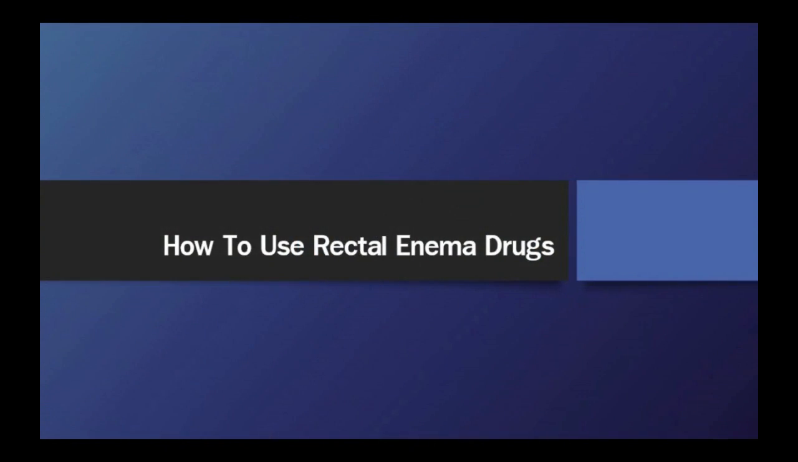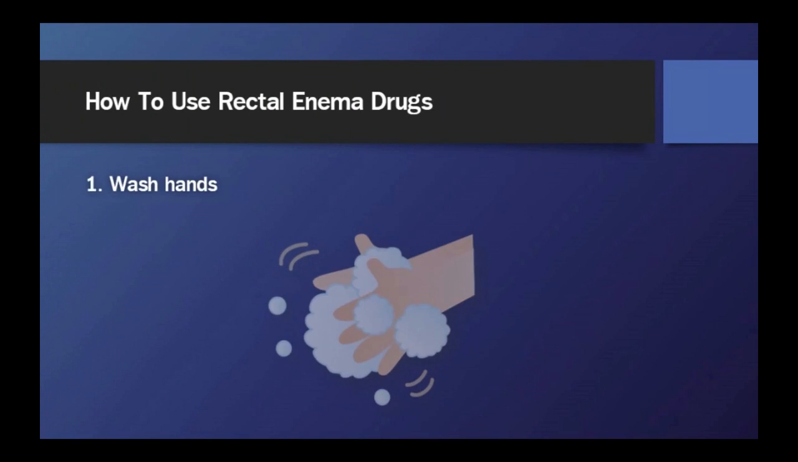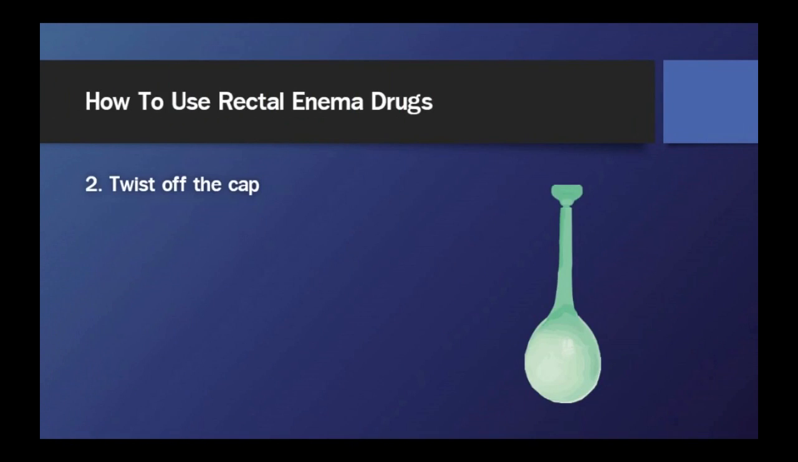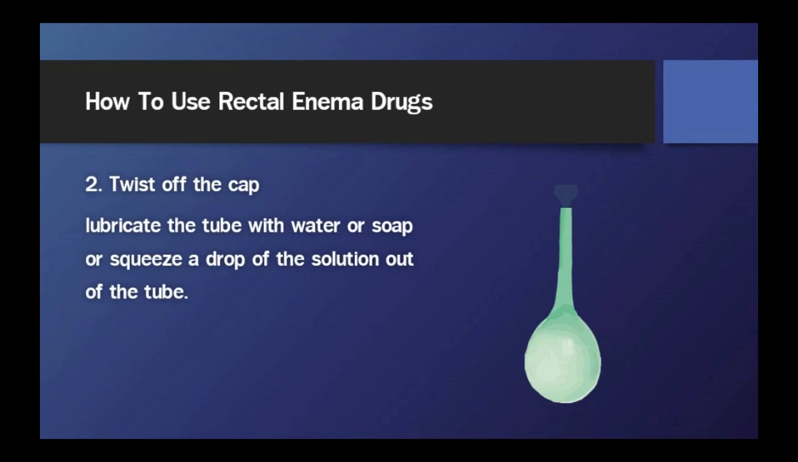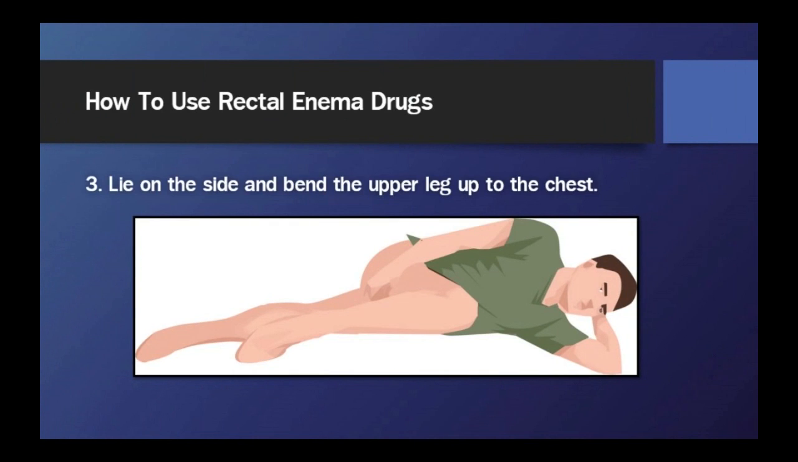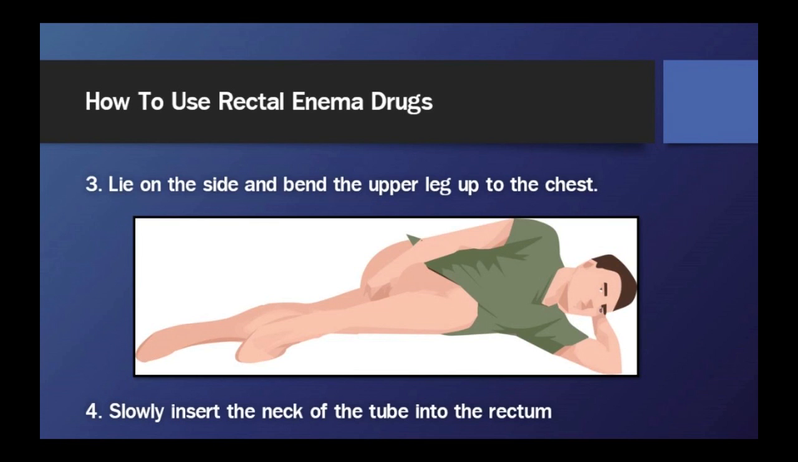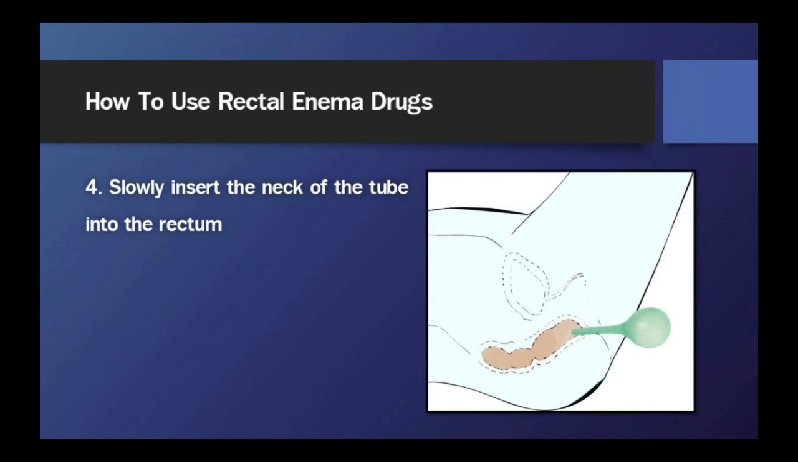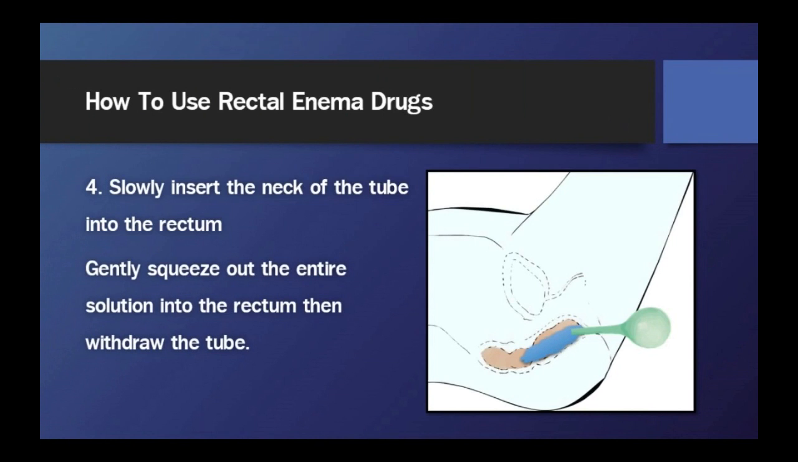How to use rectal enema. First step, wash your hands. Twist off the cap and lubricate the tube with water or soap, or squeeze a drop of the solution out of the tube. Lie on your side and bend the upper leg up to the chest. Slowly insert the neck of the tube into the rectum and gently squeeze out the entire solution into the rectum, then withdraw the tube.